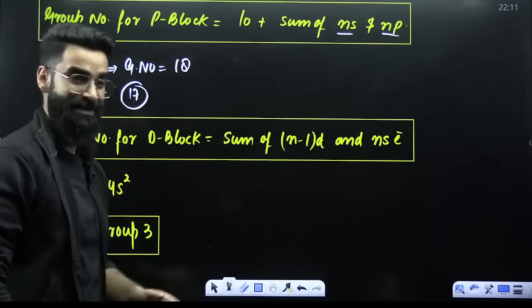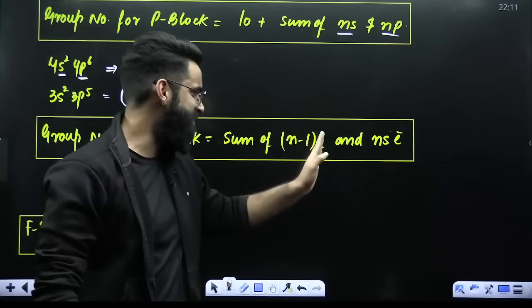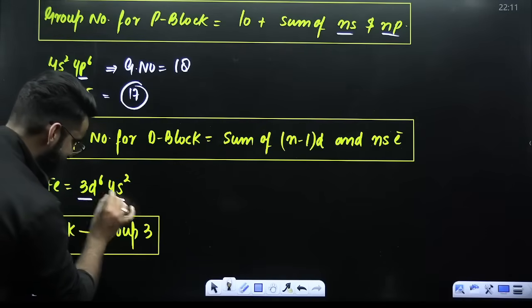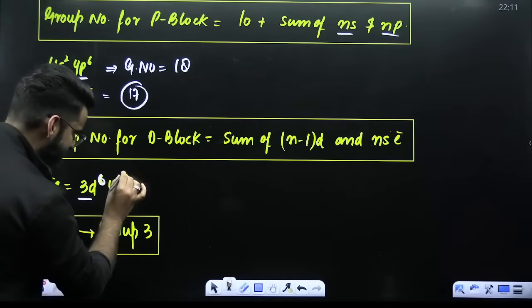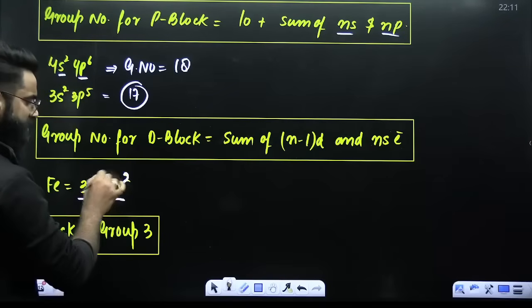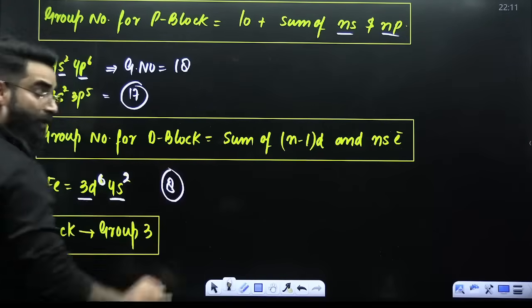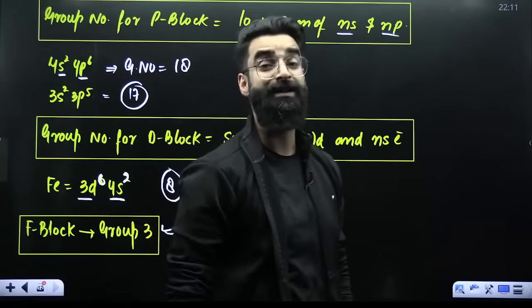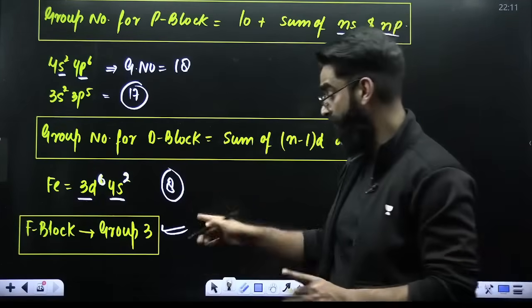When it comes to D block elements, it's going to be simply the sum of (n minus 1)d and ns electrons. So this is your (n minus 1)d and this is ns. (n minus 1)d carries 6 electrons, ns carries 2 electrons, so 6 plus 2 makes it 8. So the element belongs to group number 8. Similarly, all your F block elements, my dear students, they belong to the third group.